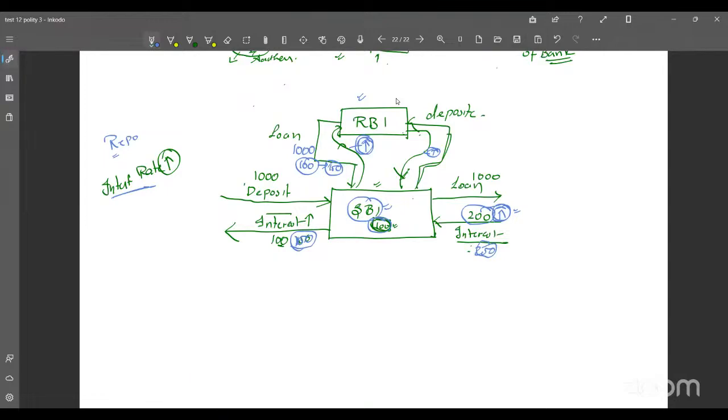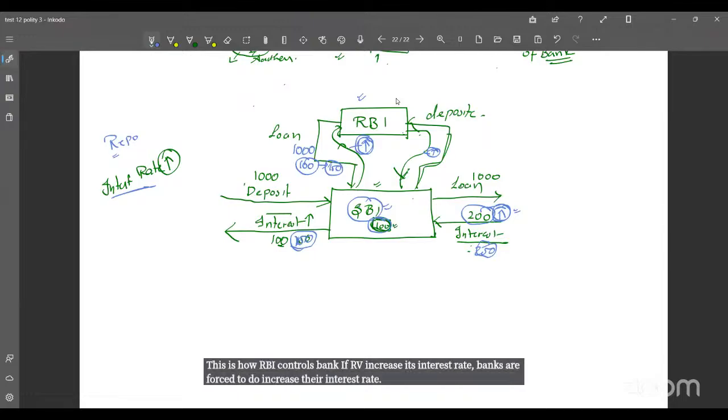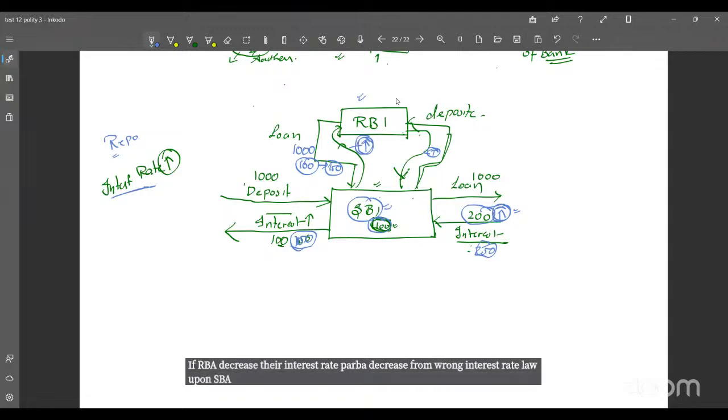Understanding the concept, புரிஞ்சுதுங்களா எப்படி பேங்க் ஒர்க் ஆகுதுன்னு புரியுதா? ஸோ அப்படி இருக்கும்போது this is how RBI controls bank. If RBI increases its interest rate, banks are forced to increase their interest rate. If RBI decreases their interest rate, இப்போ RBI decrease பண்றாங்க interest rateலாம், அப்போ SBIக்கு என்ன வரும்? SBI will have the liberty to give interest at a lower rate.